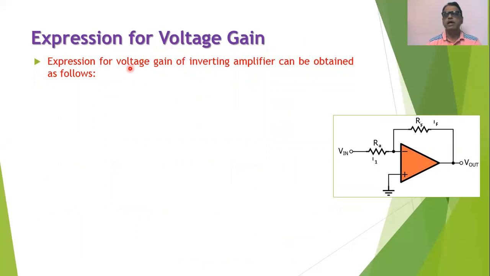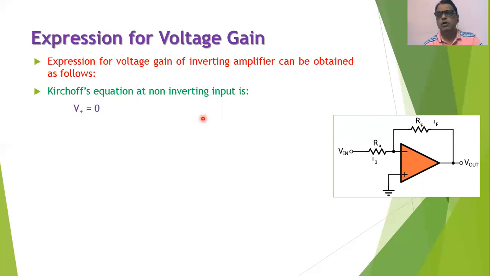Now, whenever we analyze any operational amplifier circuit, it is possible to find the expression for the voltage gain in three steps. In the first step, we write the Kirchhoff's equation at the non-inverting input of the operational amplifier. The non-inverting input is connected to the ground, and therefore we can write the equation V plus is equal to 0.